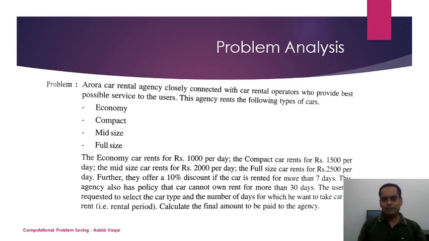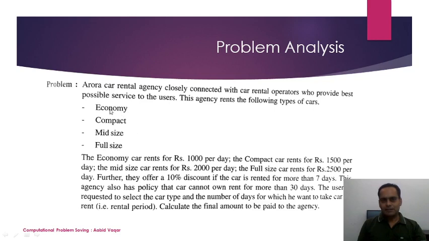How many data items do you need? For example, in this case, you need variables. The first variable should be rent rate. Rent rate will depend on the type of car, the class of car rented. So the first data item should be rent rate. Secondly, another data type should be the car size, the type of car.